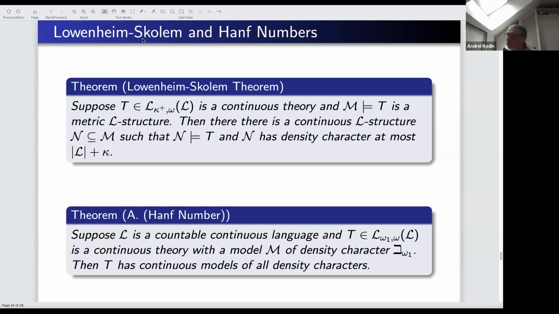Okay, so for example, the Hanf number, to be precise: given a countable continuous language, and a theory T in L omega 1 omega of that continuous language, if there's a model of density character Beth omega 1, then T has continuous models of all density characters. Now, if you remember, the Hanf number only technically says that you have arbitrarily large sizes, but because we have a downward Lowenheim-Skolem theorem, if you have arbitrarily large sizes, you have all sizes.